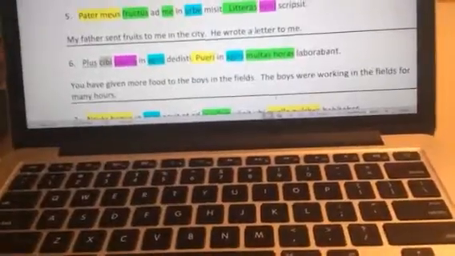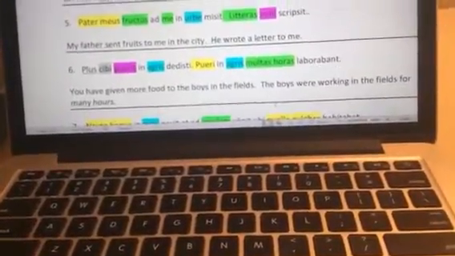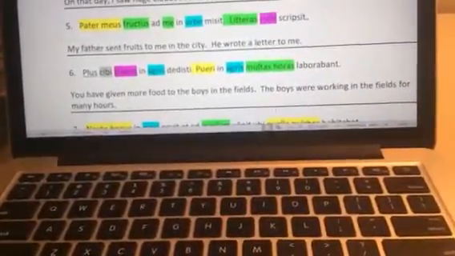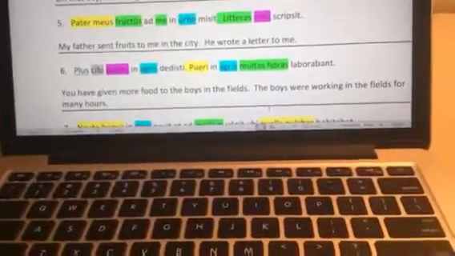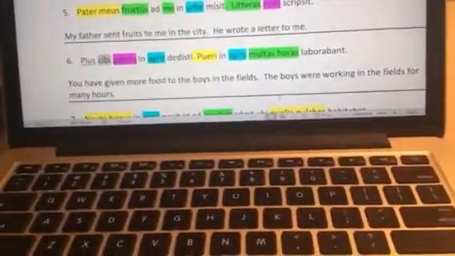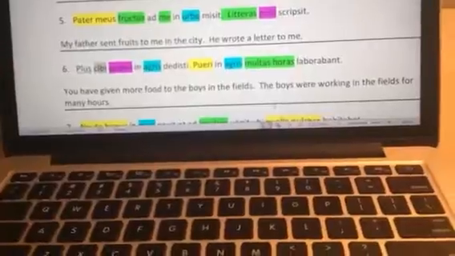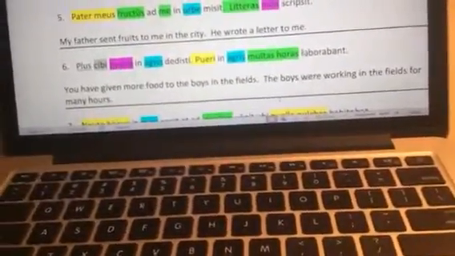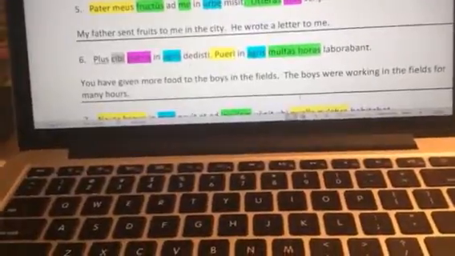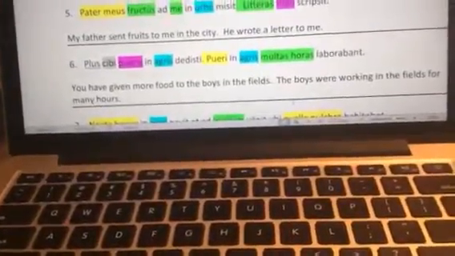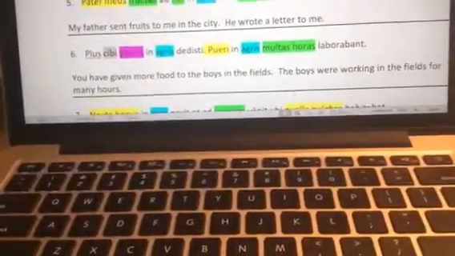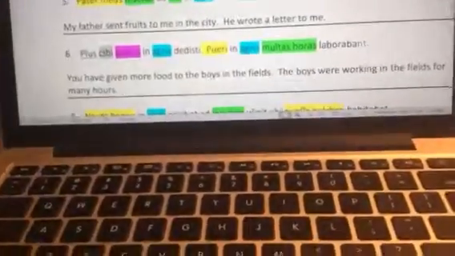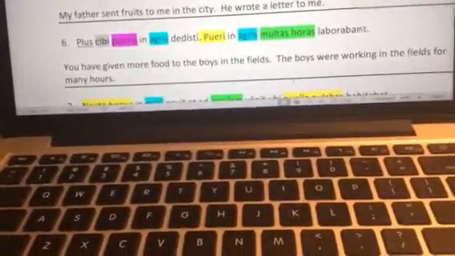Now what is plus cibi? Plus is that comparative adjective, which is not really an adjective. It's the comparative form of multus, which is just plus, and then it's followed by the genitive. So more of cibi, more of food, which you would say more food. You give to a dative, so the pueris is dative, to the boys, where in agris, in the fields.